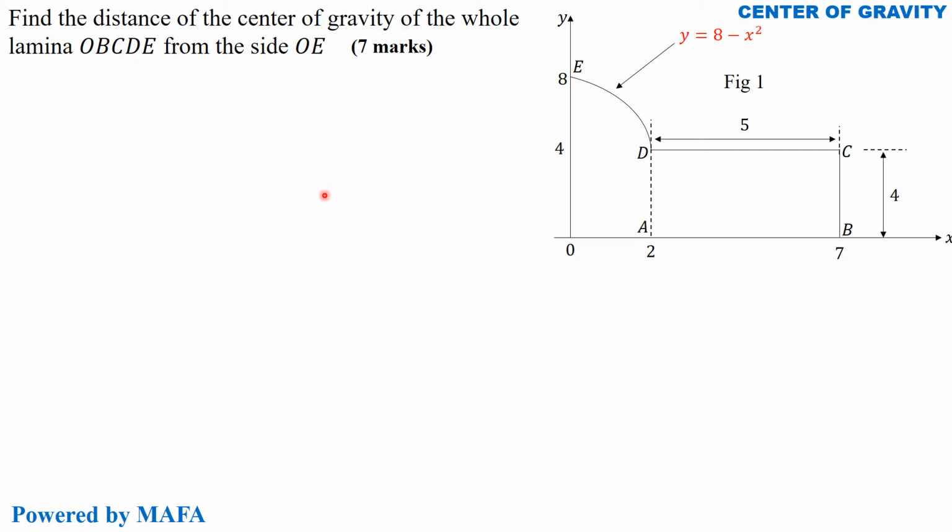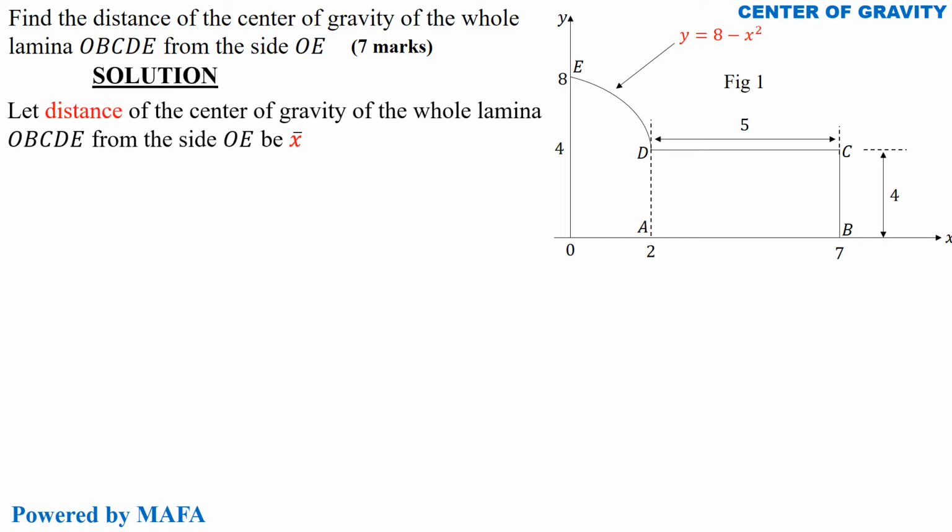Okay, let's move on to the next part of our question, which is asking us to find the distance of the center of gravity of the whole lamina OBCDE from the side OE. Okay, so let's move directly to the solution. So we can let the distance of the center of gravity of the whole lamina OBCDE from the side OE to be x bar. Now we can represent it on the diagram. So that's the distance x bar. Remember, it is from the side OE. We can say it is from the y-axis.